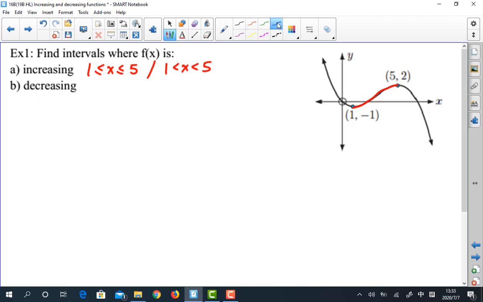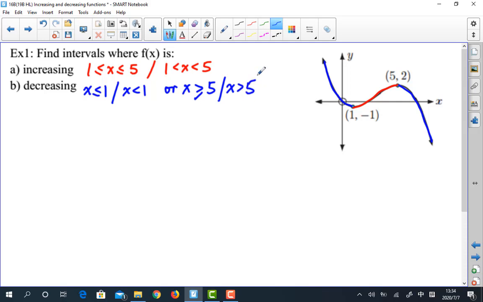Decreasing. Let's look at a decreasing interval on the graph. When X is getting larger and larger, Y is getting less and less, decreasing. So the decreasing interval can be written as X is less than or equal to 1, or you can say X is less than 1 only. The other decreasing interval is X is greater than or equal to 5, or X is greater than 5.